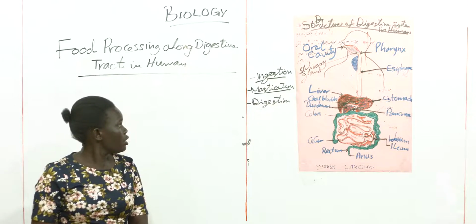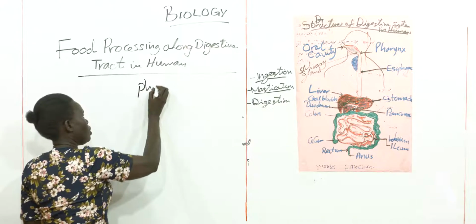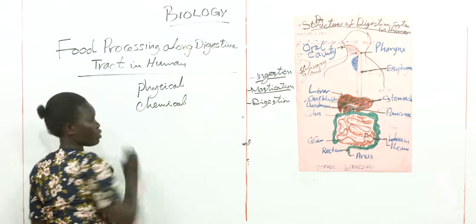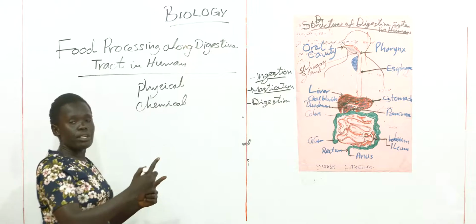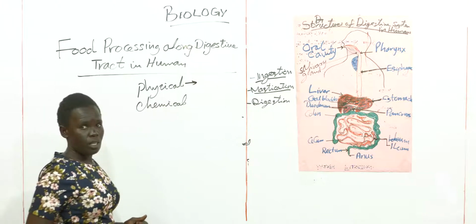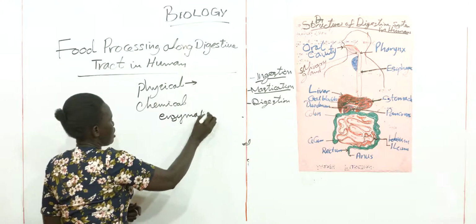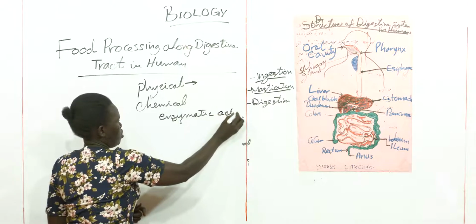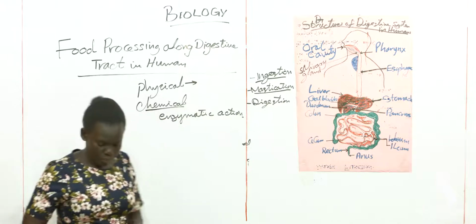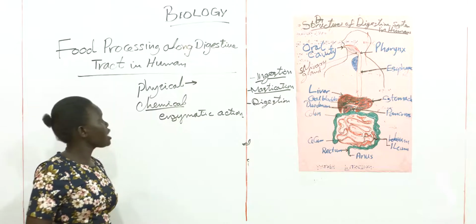In the mouth, these two types of digestion take place: physical and chemical. The process of chewing and grinding using our teeth is a physical process. Then the enzymatic action on the food to break it into its smallest particles is known as the chemical process. So during mastication, food is reduced to the smallest particles for enzymatic action.